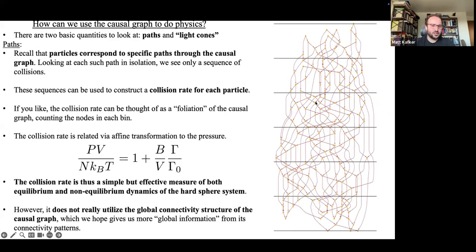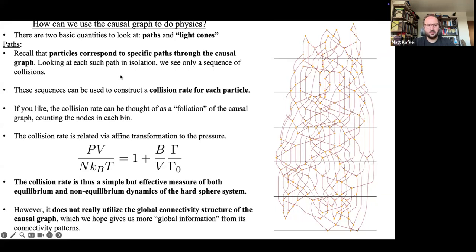Okay, so now the question is, can we use the causal graph to do physics? There are 2 basic kinds of quantities that we can look at in the causal graph. Well, there are many, but there are 2 useful kinds of quantities to look at, based on my experience thinking about this object. There are paths through the causal graph. So you start at some node, you go to the next node, and the next node, and so on. And then there are light cones. And we'll talk about light cones in the next slide. So let's talk about paths first.